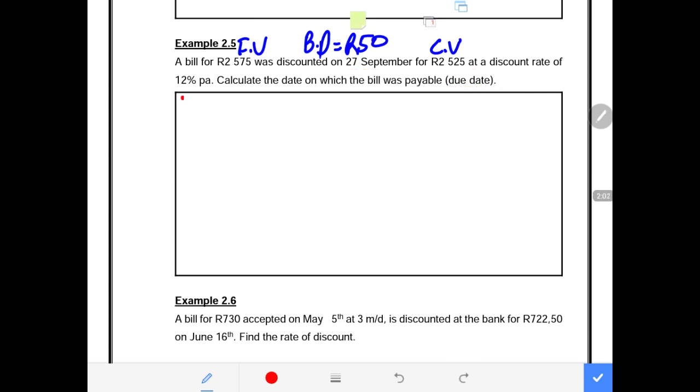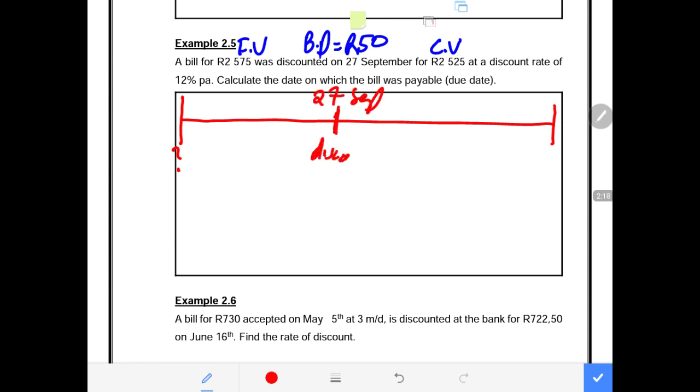Now I need to draw this line for more clarity on your side. We don't know the date the bill was drawn, but we know somewhere along the way, which is the 27th of September, this bill was discounted. And we know that from here, the discount date, up until the due date, this will be our T, which is the number of days. This is the due date, which we don't know.